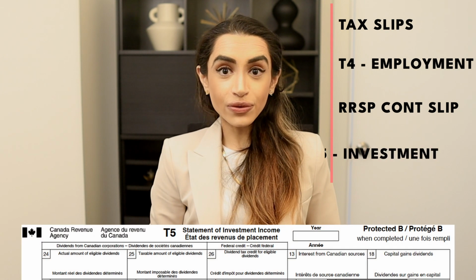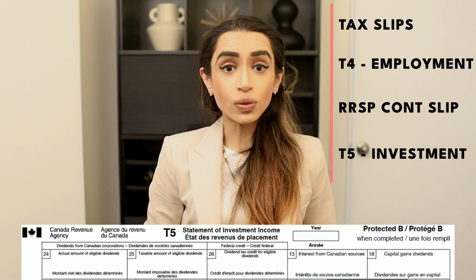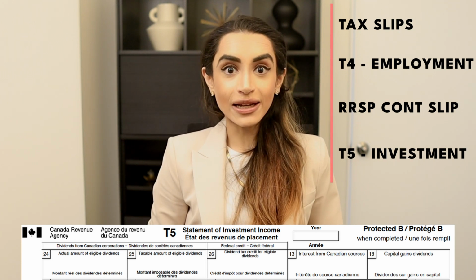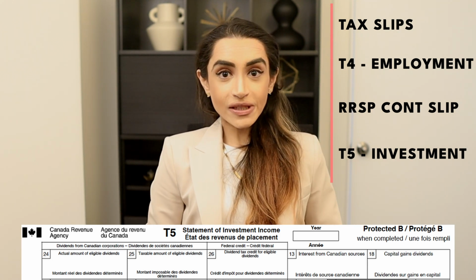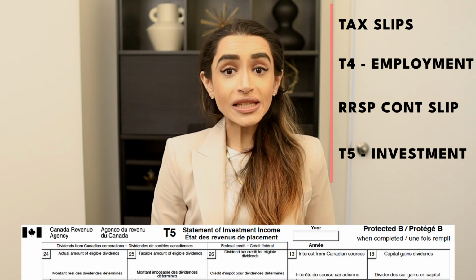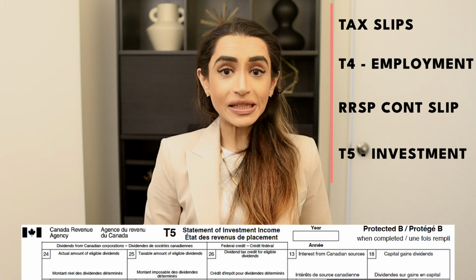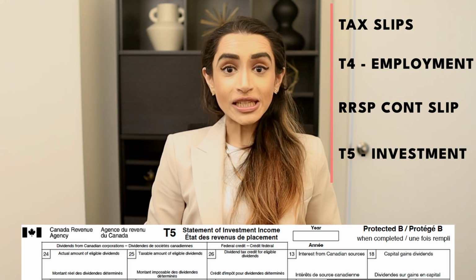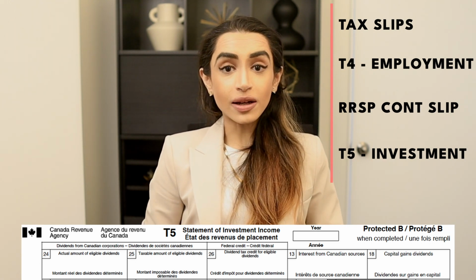Your T5 reports the interest and dividends that you earned through the year outside of non-tax sheltered accounts. This T5 slip is given to you by the financial institution where you hold the account. So for example, if you have a savings account with RBC, they will send you a T5 slip detailing the interest income you earned.